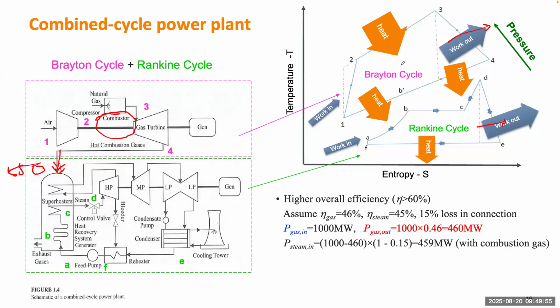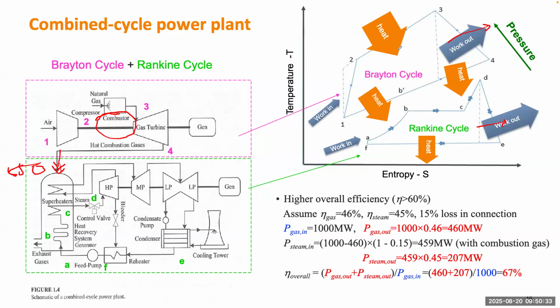So this power will be the heat going to the second cycle. Okay. And this volume multiplied by 45%, so the second cycle will generate slightly over 200 megawatt. So in total, we have power generated 460 plus 207 megawatt divided by 1,000, we have 67%. So using the combined cycle, we can easily increase the efficiency to about 50%.